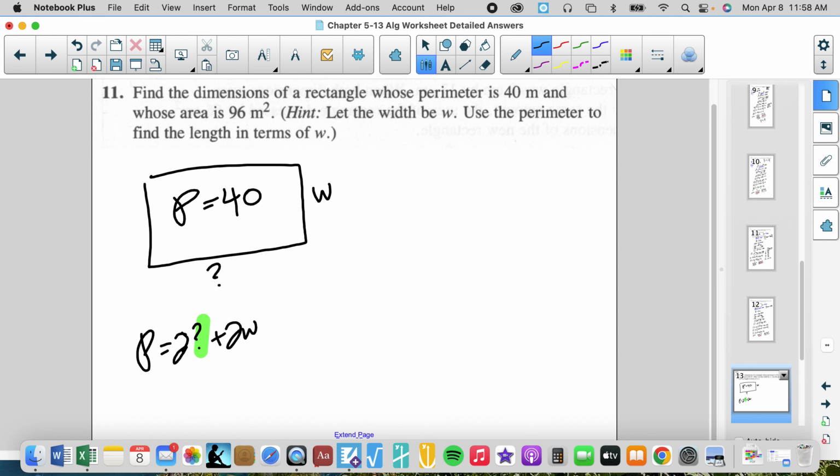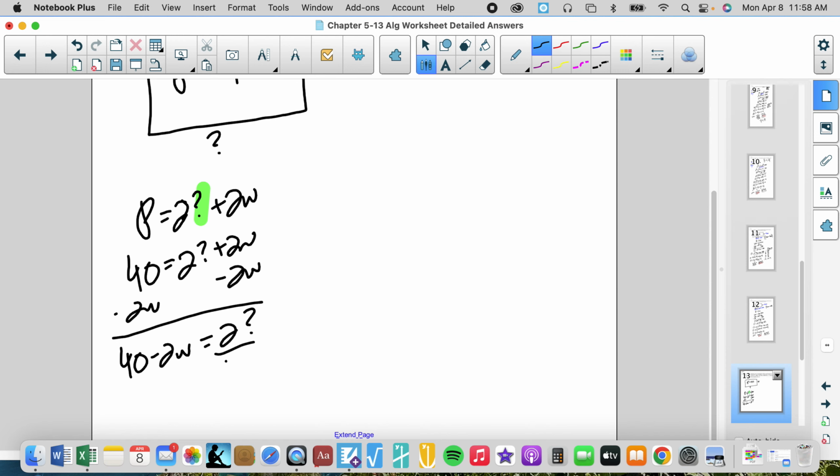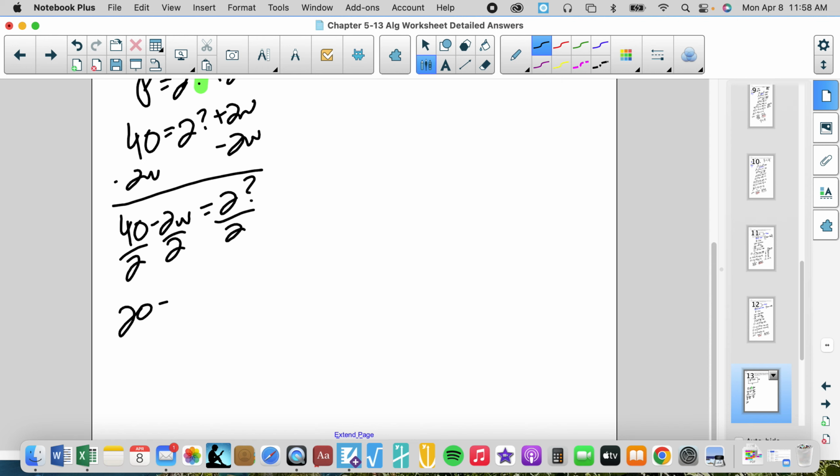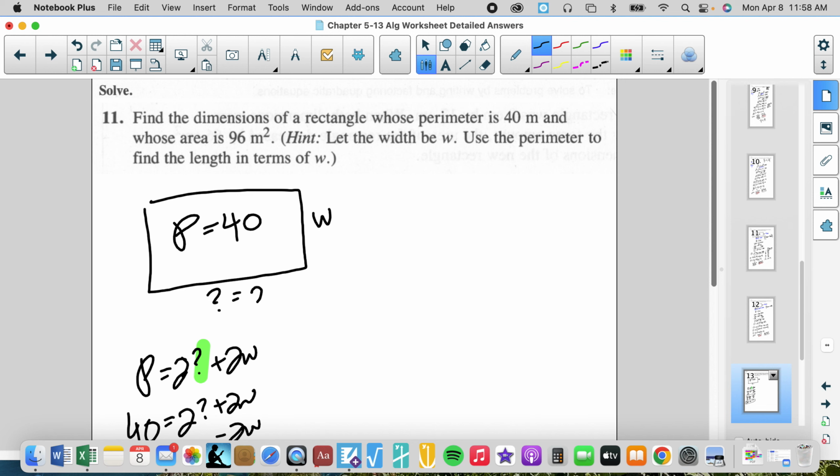So we're going to fill in 40 for perimeter. 2 question mark plus 2w. Let's solve for the question mark. We're going to subtract 2w. We get 40 minus 2w equals 2 times the question mark. Let's divide by 2. And we get 20 minus w equals the question mark, or the length. So we know the length is equal to 20 minus w. Okay, so that's how we would do that.